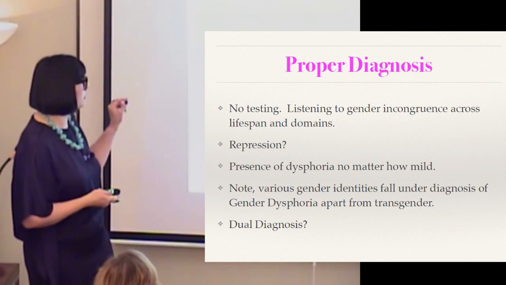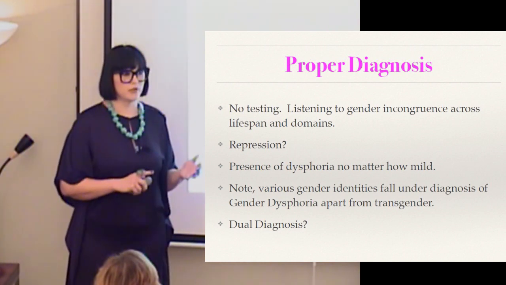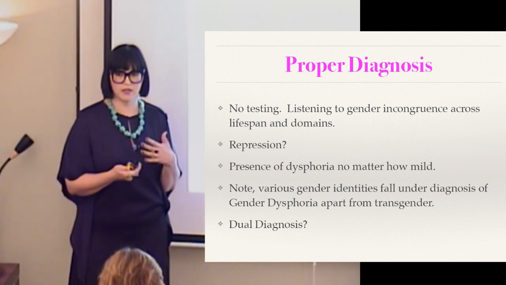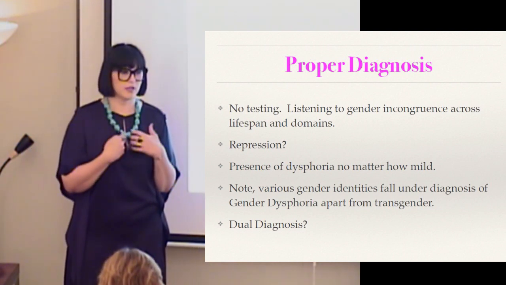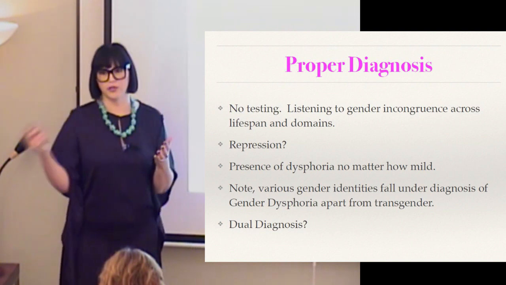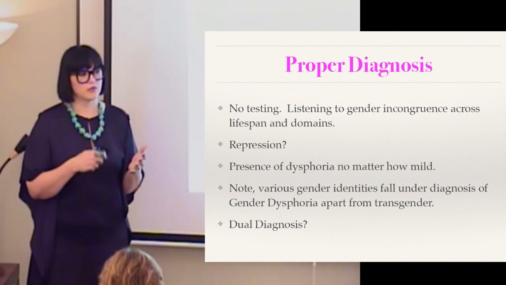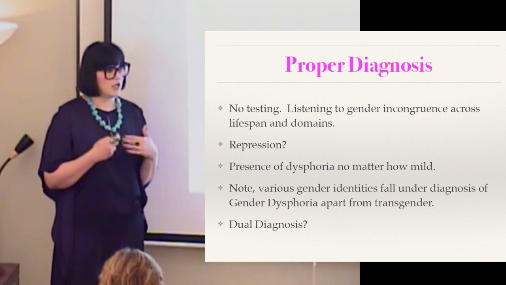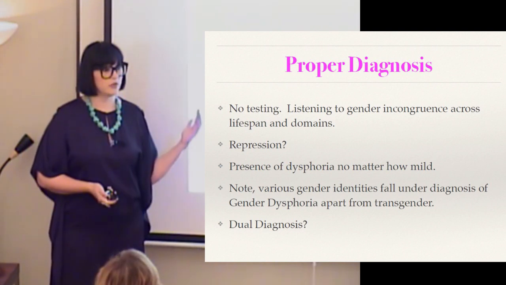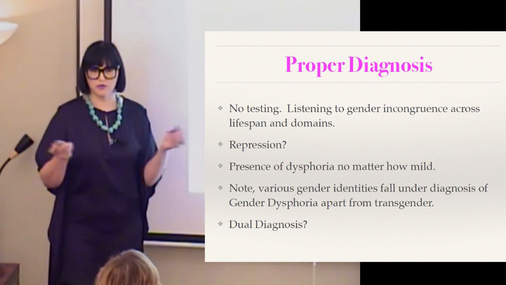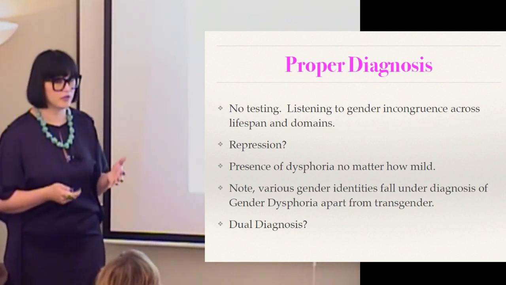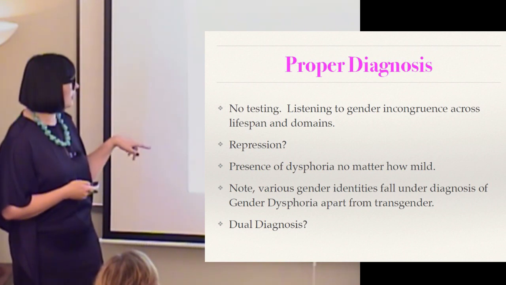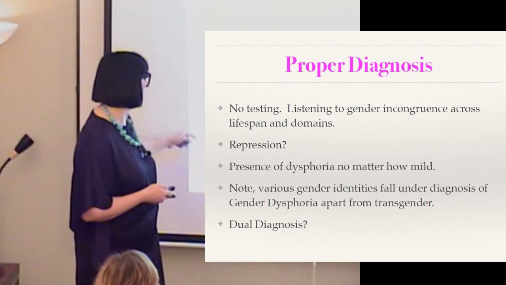We're looking for presence of dysphoria no matter how mild. Again, we're not looking for a strong desire, whatever that means for you, sitting there maybe as a clinician who's very comfortable with your own gender, right? And you're thinking, well, for me, a strong desire would be really going to another binary. We need to understand that for a lot of people, a strong desire may just mean something very mild. It may just mean, I identify as non-binary and all I want to do is dress and borrow a little bit from both binaries, and that's all I pretty much want to do. I don't want to go through transition. And we also note that various gender identities fall under the diagnosis of gender dysphoria apart from transgender.